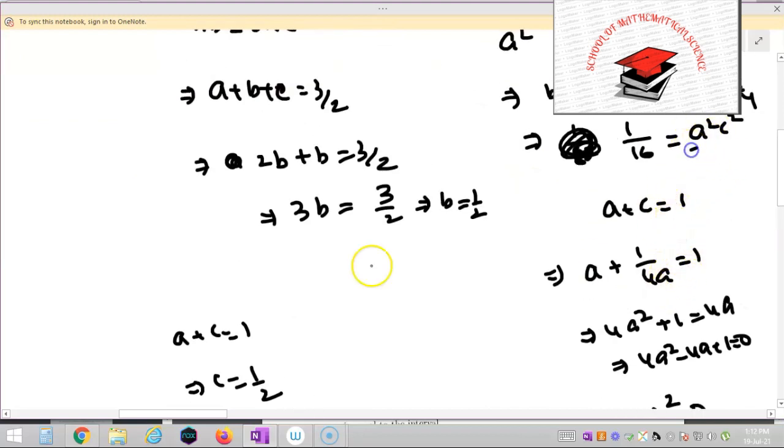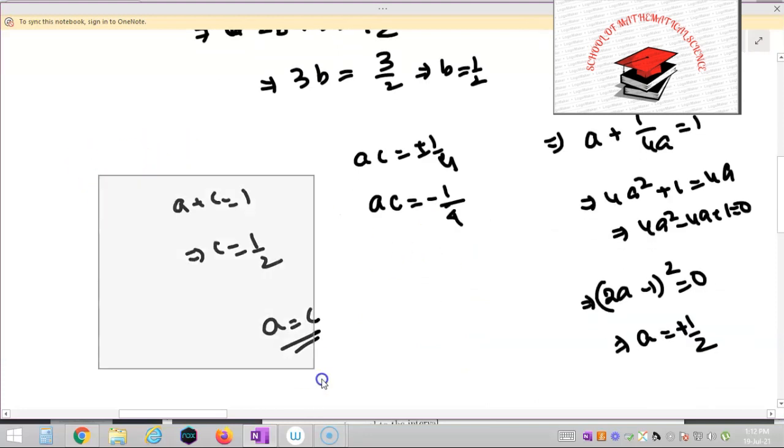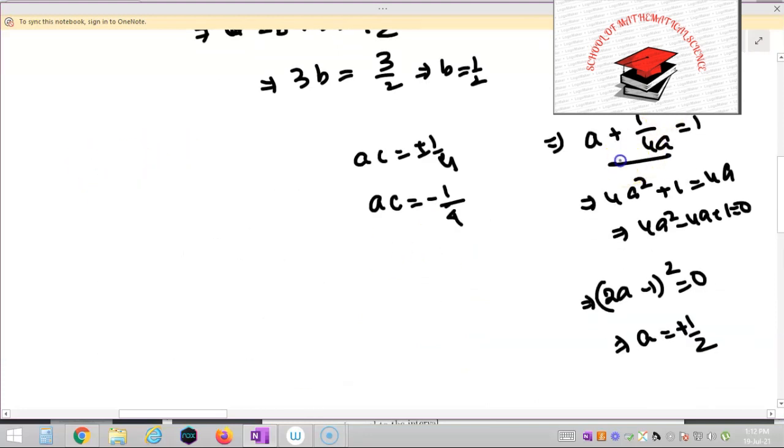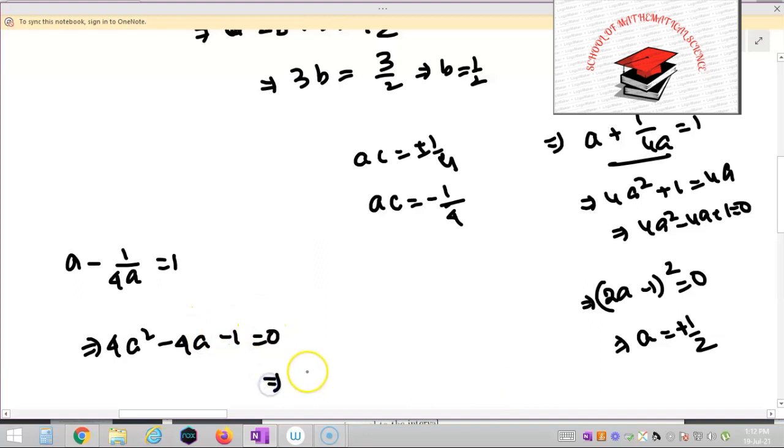We know that AC is equal to plus minus 1 by 4, and therefore we cannot take the value AC is equal to plus 1 by 4. Therefore we need to take AC is equal to minus 1 by 4. Now if I take AC is equal to minus 1 by 4, then this equation will become A minus 1 by 4A is equal to 1. So 4A square minus 4A minus 1 would be 0. So the value of A is equal to the quadratic formula result.